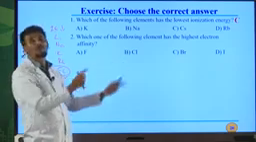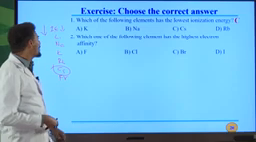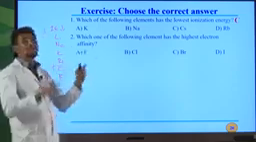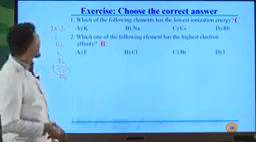Okay, I already told you about this one. This is the factor that affects electron affinity of elements. Because of the small size of fluorine, it has smaller electron affinity than chlorine. So B is the correct answer.